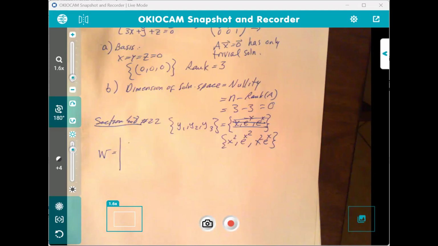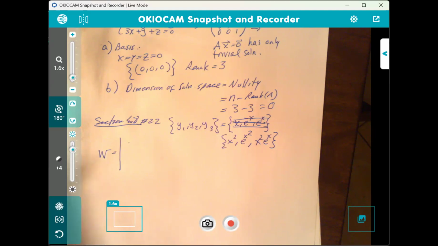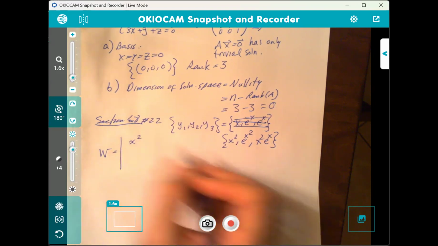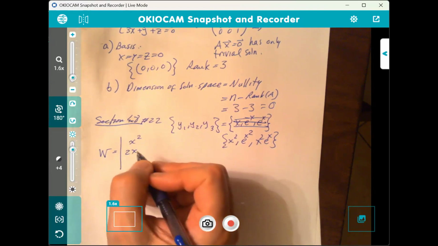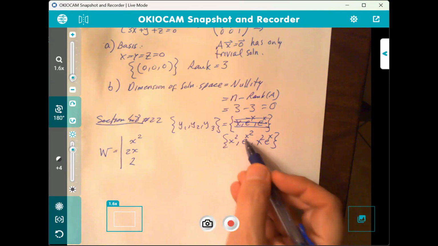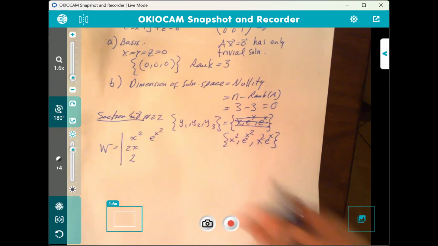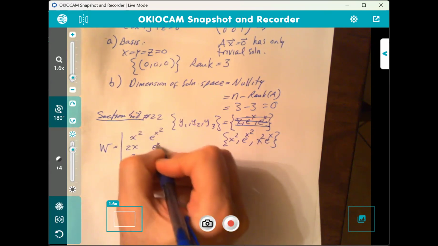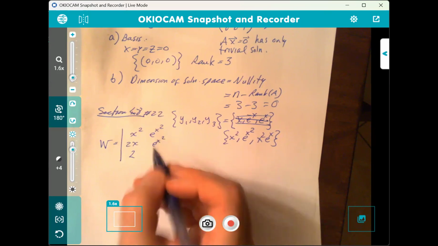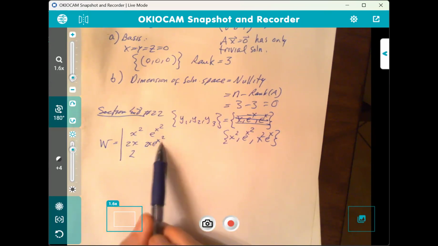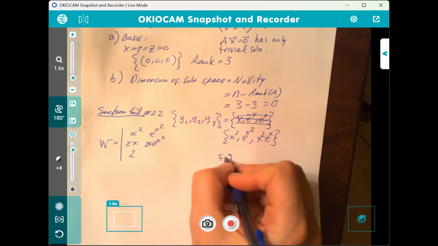Now let's actually do this. My Wronskian is going to be what? You start with y1, that's x squared. Then you take the next derivative, that's 2x. The second derivative of 2x is 2. Now you go to the next solution, e to the x squared. The derivative of e to the x squared is itself times the chain rule. The derivative of x squared is 2x. Now, the derivative of 2x e to the x squared, we have to use the product rule of derivatives.